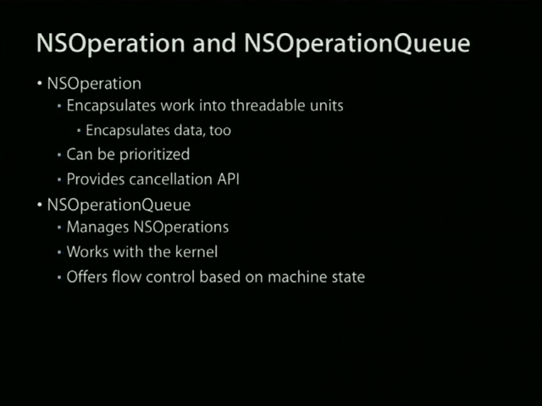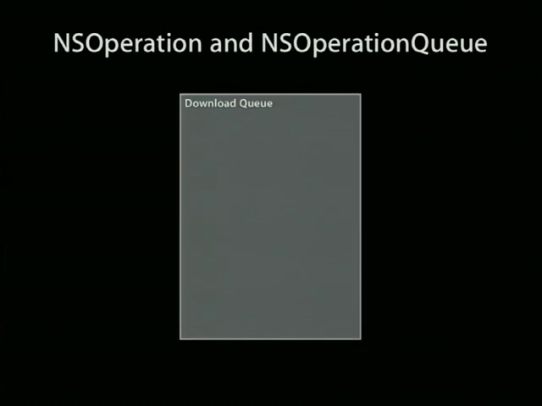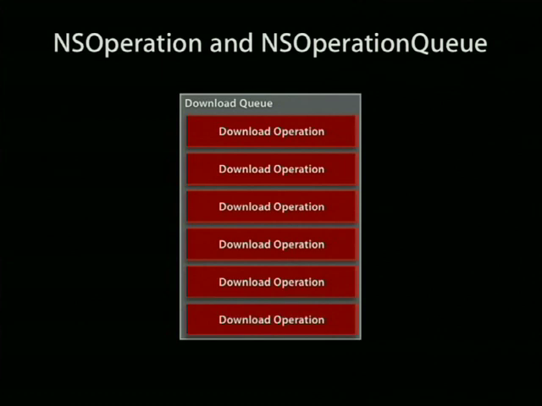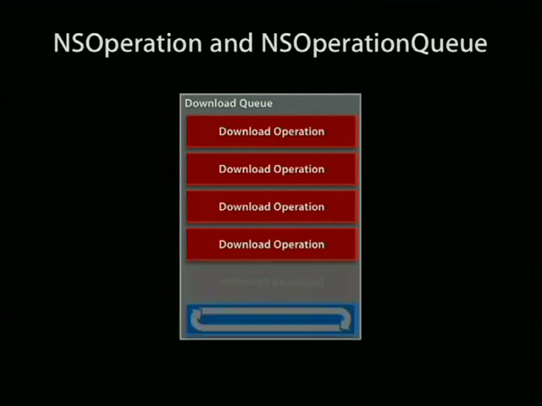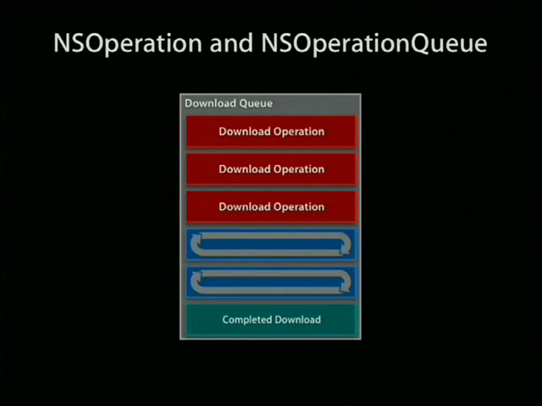NSOperationQueue is actually doing things to make sure that it can offer flow control for your operations based on the general machine state. So what this will do is, well, here's an example. Let's set up a download queue, right? And let's say we have a bunch of download operations here. So the queue is told to start its operations, and it says, OK, well, there's enough resources right now in the machine to be able to touch off 2 of these, so I'll start those going, right? And then, oh, one of the downloads is fairly quick, and it says, OK, well, there's a completed download, so I can start off another one, right?